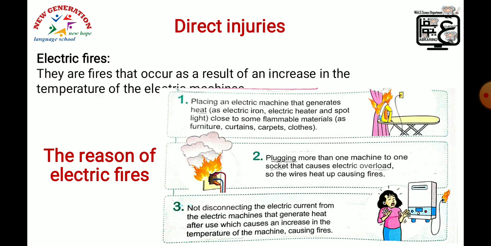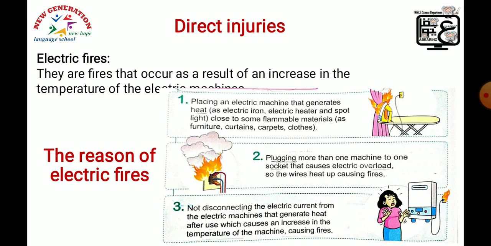Okay, number two, plugging more than one machine to one socket that causes electric overload. So the wire heats up, causing fires. Okay, and number three, not disconnecting the electric current from the electric machine that generates heat after use, which causes an increase in the temperature of the machine, causing fires.